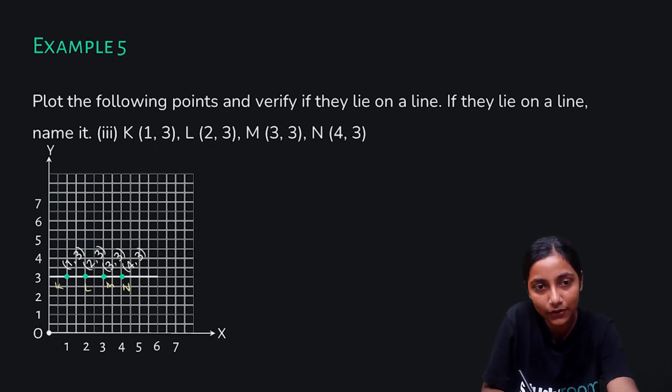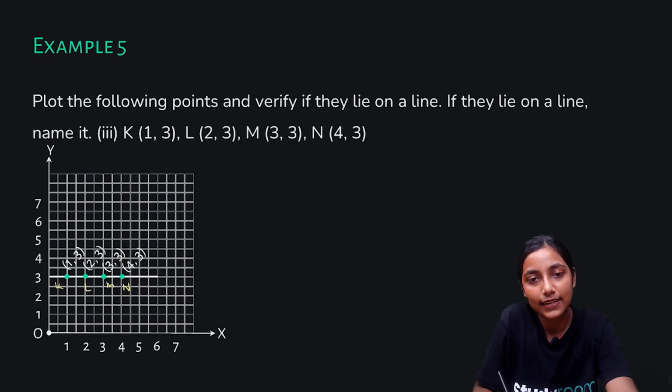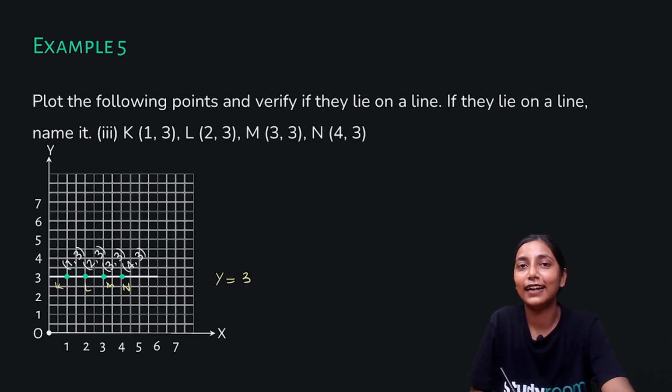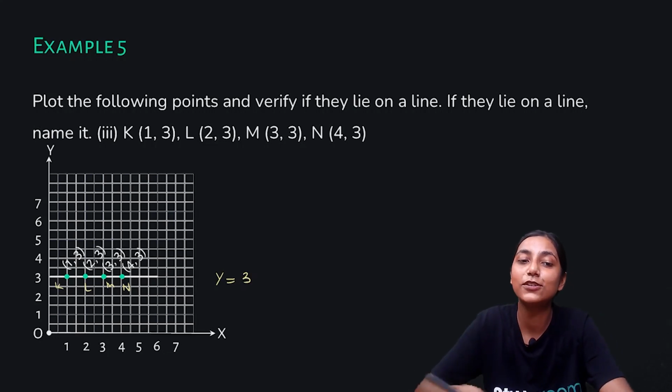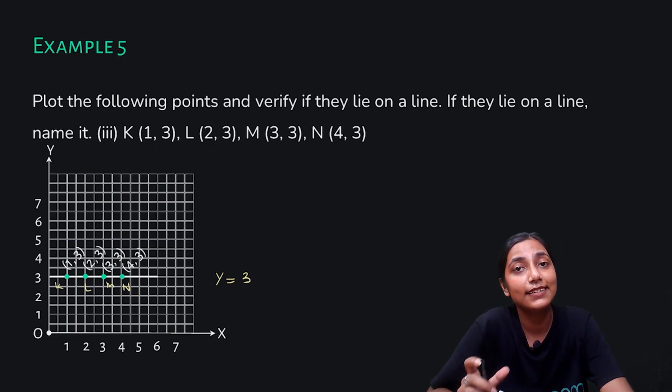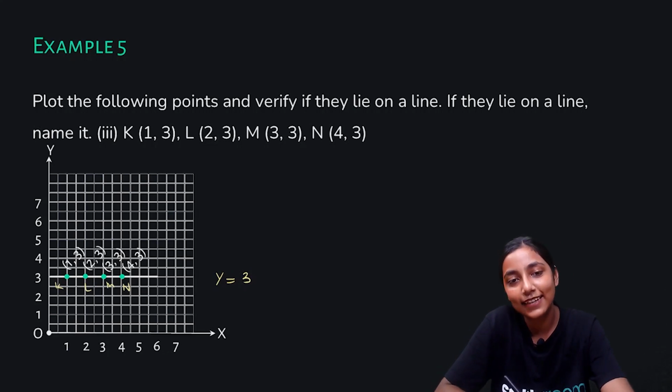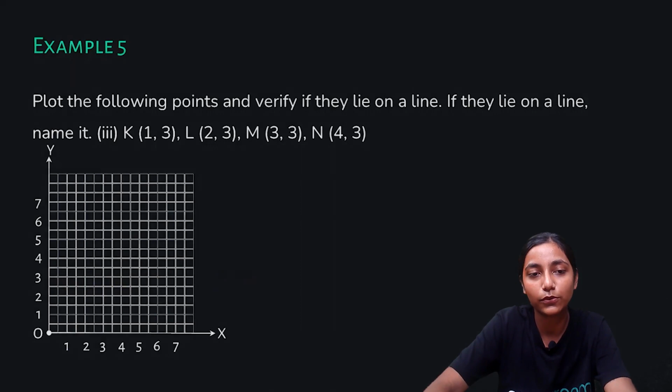You can say it is the Y equals to 3 line. So this line is Y equals to 3 because my Y coordinate is remaining the same, and that coordinate is 3. So I can say that this line is Y equals to 3. So this line was Y equals to 3.